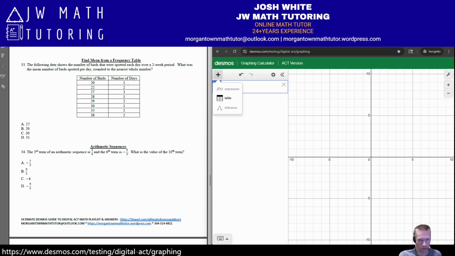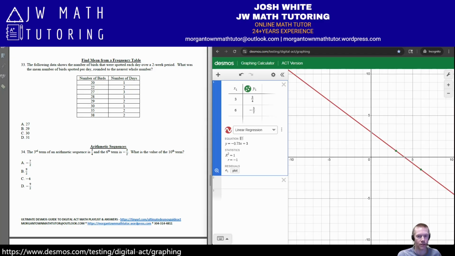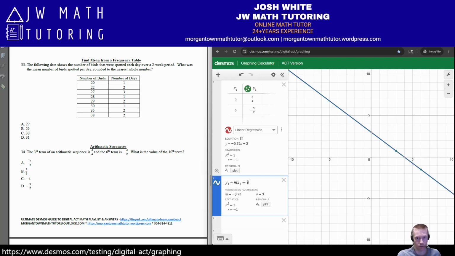Okay, you're going to be amazed at how quickly and easily I can do this in Desmos. Third term is 3/4. Sixth term is -3/2. Now, you can just click the linear regression button, or you can type y1 ~ mx1 + b. For example, you could have manually typed this instead of going through the work I did. But here we have the slope right here. This is your common difference. Here we have 3. That's the y-intercept of the line, but we're not concerned about that for these purposes.